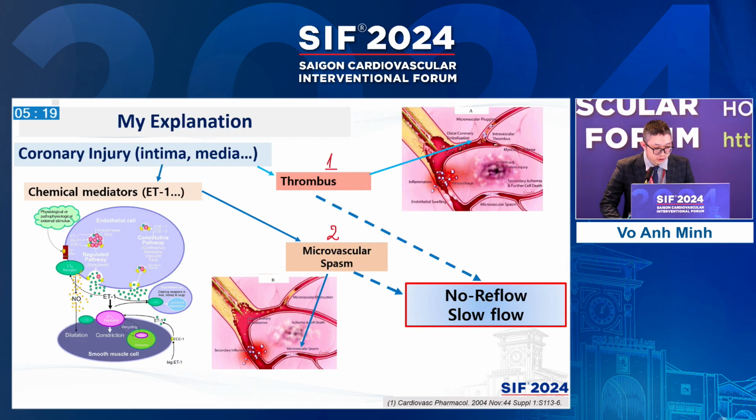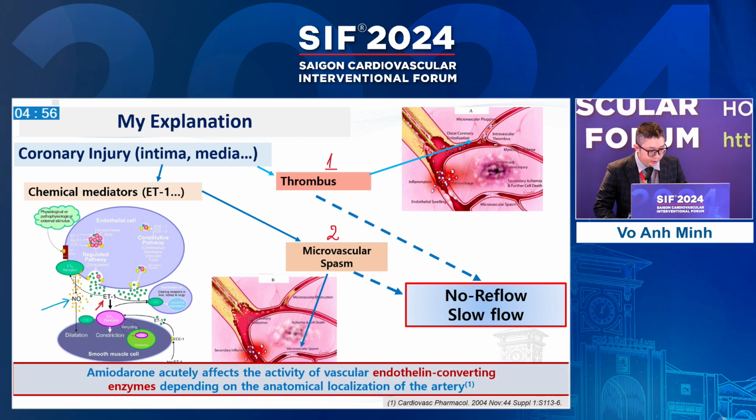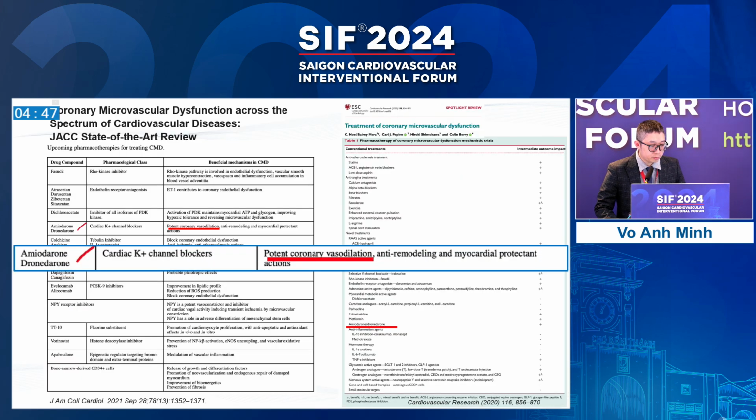My explanation is that his coronary is affected by the intimal media and can form a thrombus, which can cause slow flow and no flow, but not in all cases. And some chemicals like ET-1 can cause constriction and microvascular spasm. In the literature, they show that amiodarone can acutely affect the endothelin converting enzyme. I also searched some reports and reviews about coronary microvascular dysfunction, and amiodarone also has potent coronary vasodilatation.